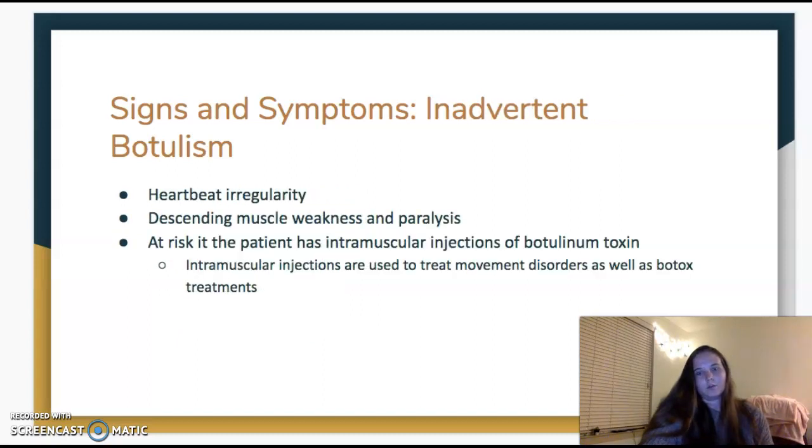And then inadvertent botulism is pretty rare because it occurs in a clinical setting. You're going to see heartbeat irregularity, and you're going to see descending muscle weakness and paralysis. You're at risk if you regularly get intramuscular injections of botulinum toxin. You need a very big dose for this to happen, and it doesn't happen a lot. So the intramuscular injections are used for movement disorders and then Botox treatments.